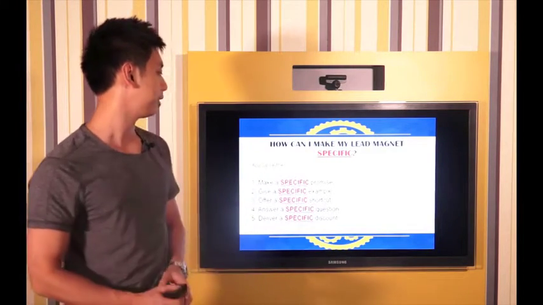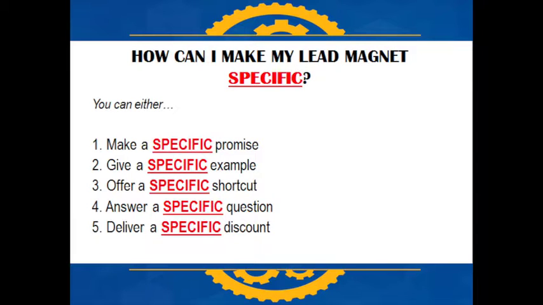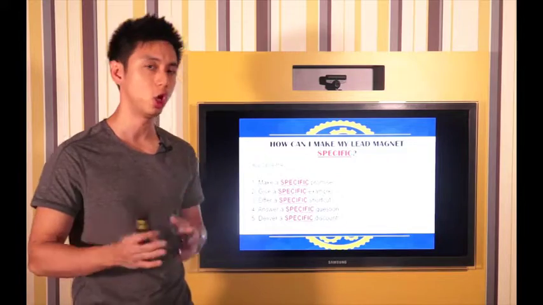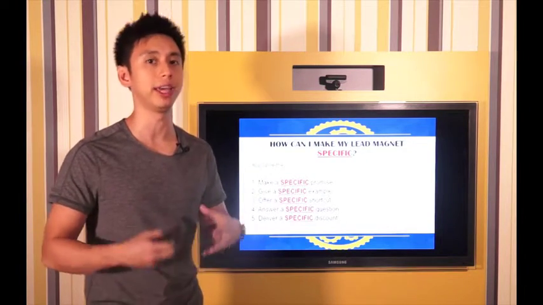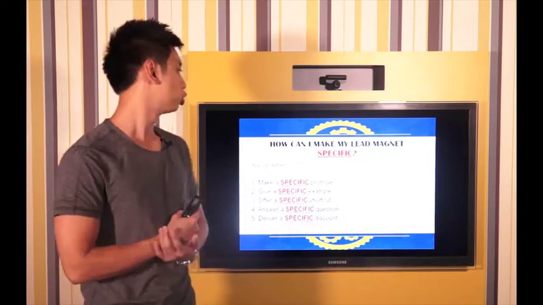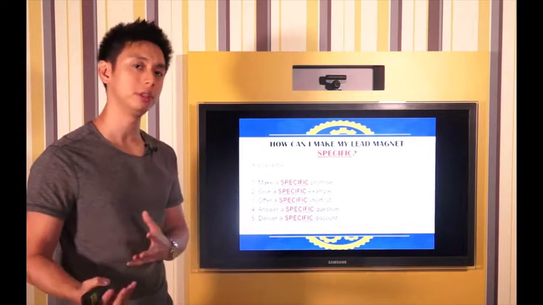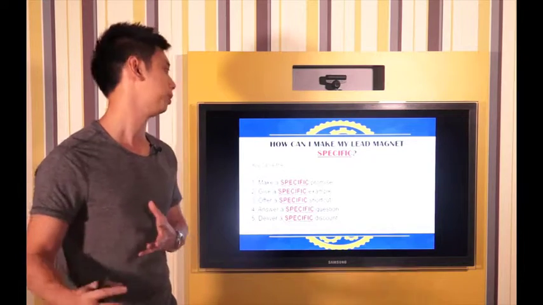And finally, number 5 is to deliver a specific discount. This would work if you're in some sort of e-commerce business, where they enter their name and email below to receive a coupon for their first purchase. So in most cases, numbers 1, 2, and 3 would be most relevant for an info product type of business.